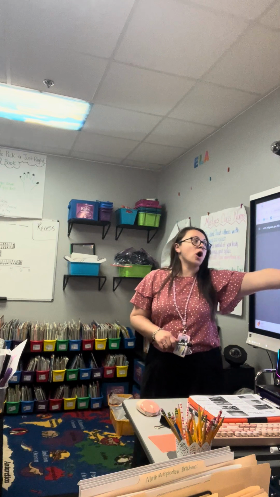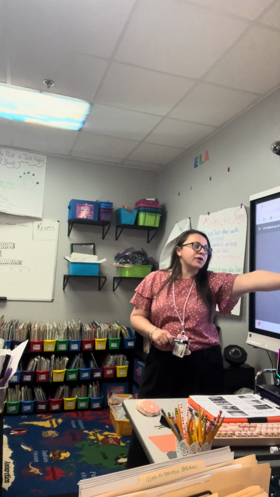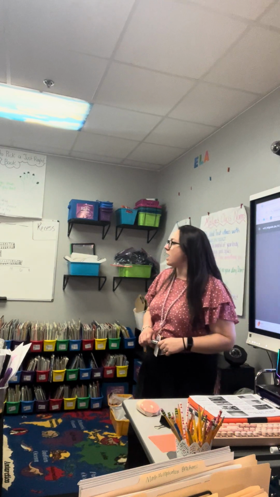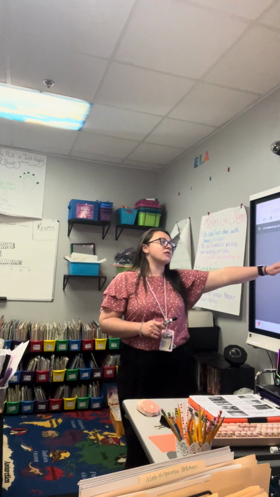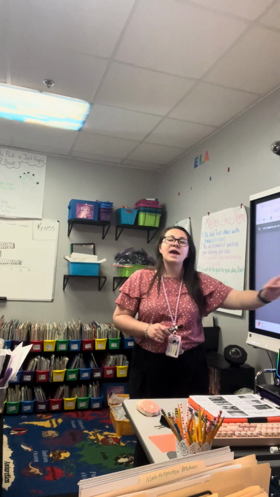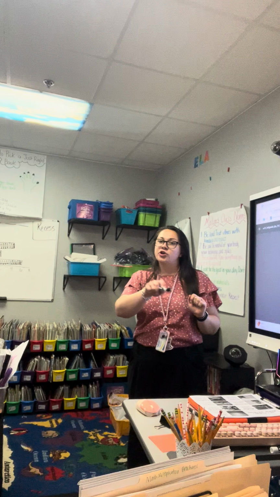It says when a bar ends halfway between 2 grid lines, the data value for the bar is halfway between the 2 numbers on the scale. What does that mean? Look at the yellow bar. It ends right in the middle of 4 and 8. What do you think the answer would be? Very good, Max.